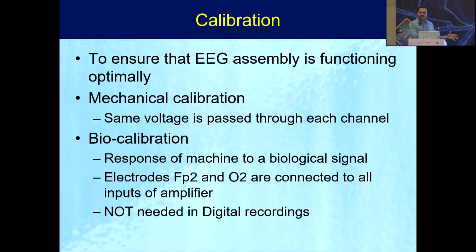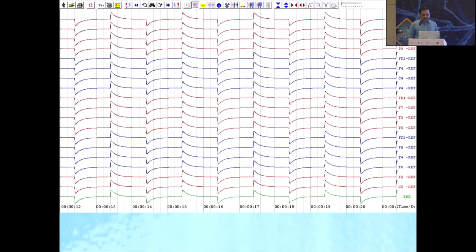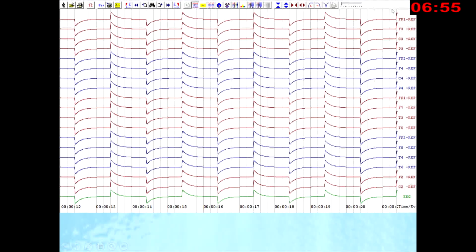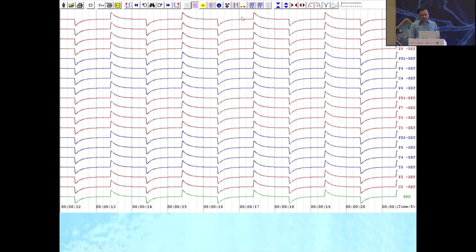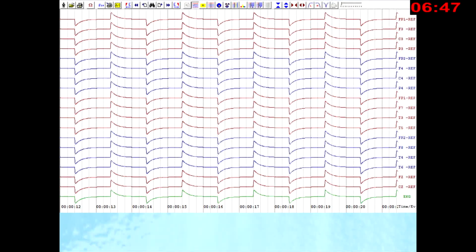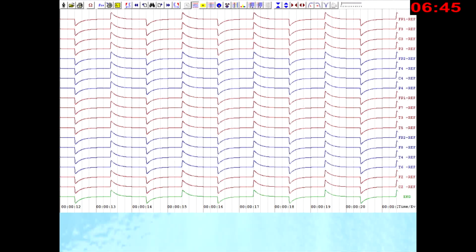That was a major problem in analog EEG. Nowadays, this is not a major problem in digital EEG. But this is the first page, which will look like this, the mechanical calibration. You see all these channels in reference, and all the waveforms are similar. That means your whole assembly of electrodes and amplifier is working normally. That is how you calibrate the EEG machine.